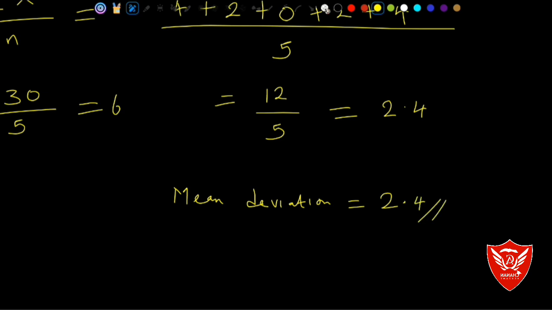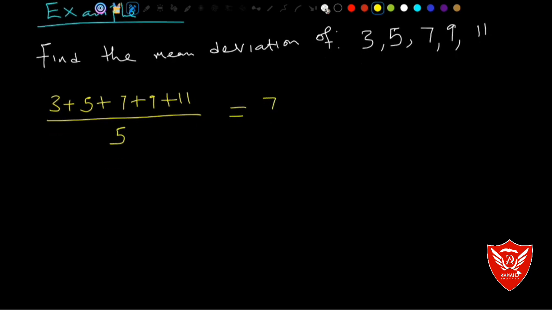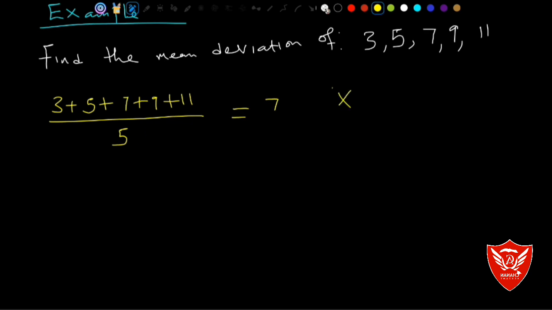All right, let's take one more example. We are asked to find the mean deviation of this data set. The fastest and easiest way I would suggest to answer this kind of question is to first look for the mean and then put everything in a table format. The mean is 3 plus 5 plus 7 plus 9 plus 11 all over 5, which, if you sum everything and divide by 5, gives 7. So our x bar, which is the mean, is equal to 7.